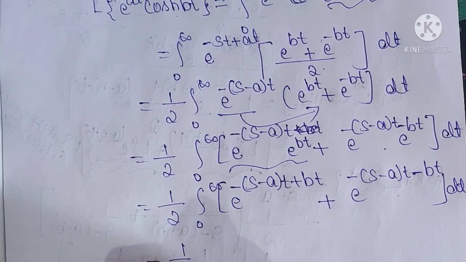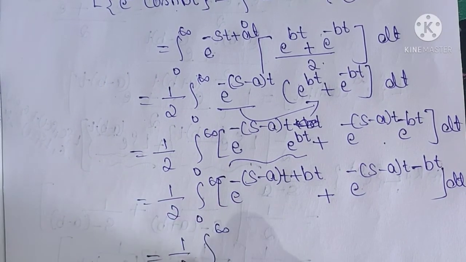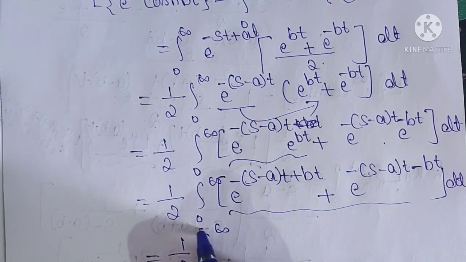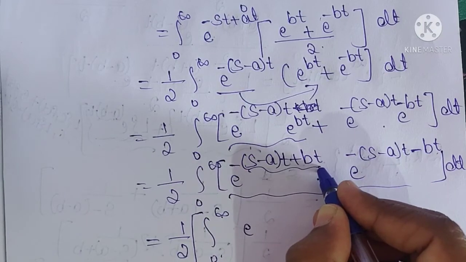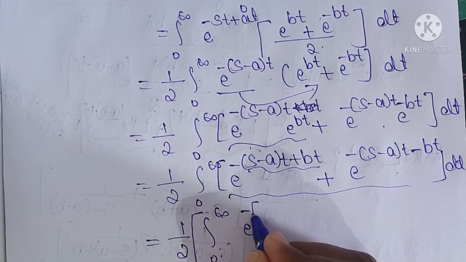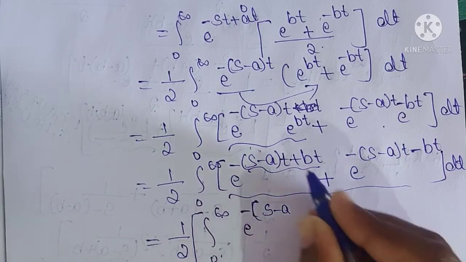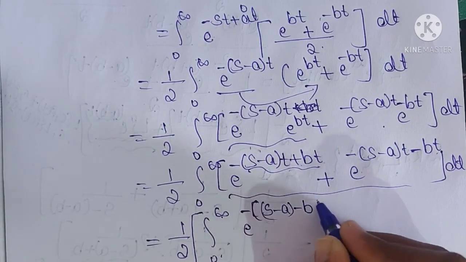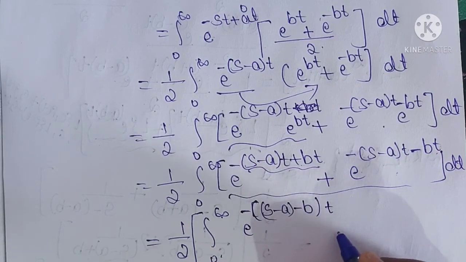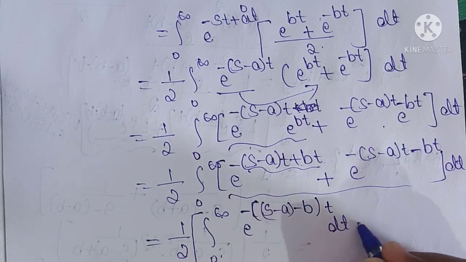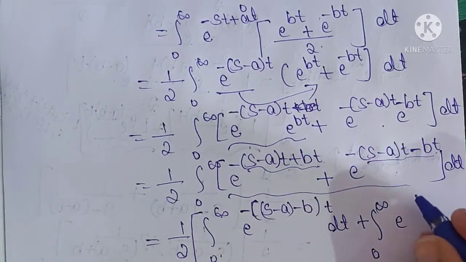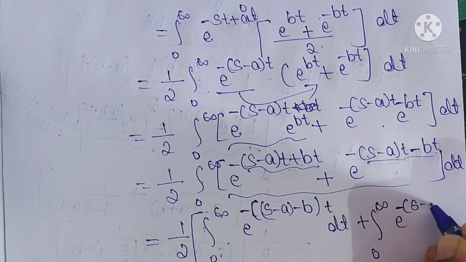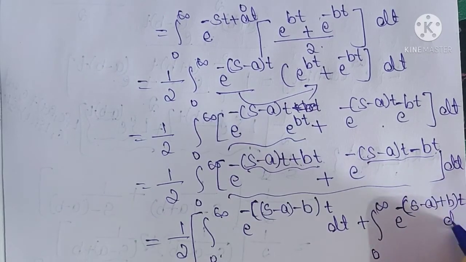This is equal to 1/2 times the integral from 0 to infinity. Apply the integral to both the terms. Integral from 0 to infinity of e^(-(s-a-b)t), taking -t as common, remaining (s - a - b)t, dt, plus the integral from 0 to infinity of e^(-(s-a+b)t), taking -t as common factor, remaining (s - a + b)t, dt.